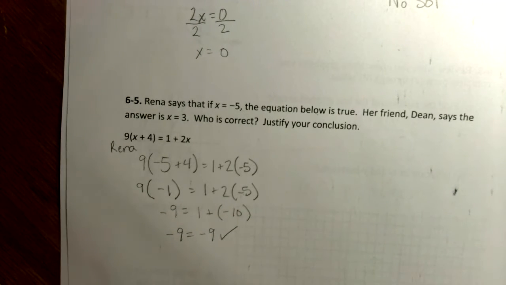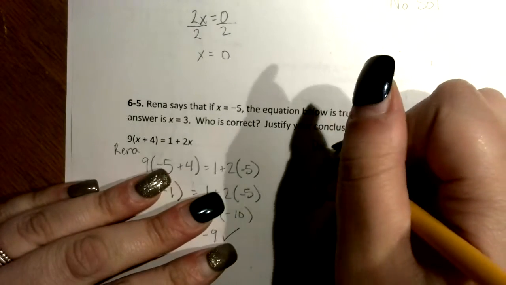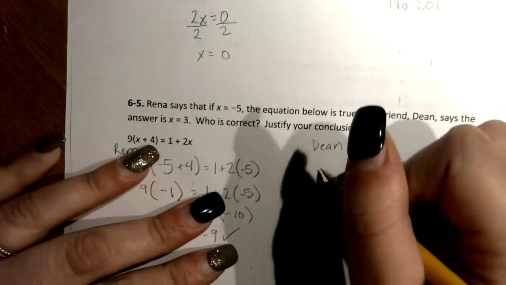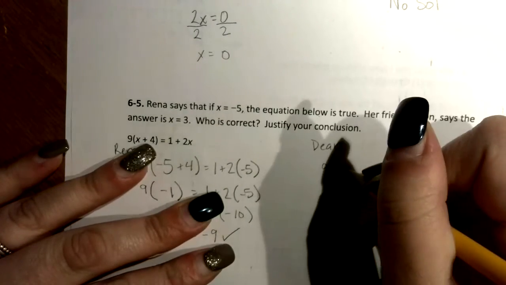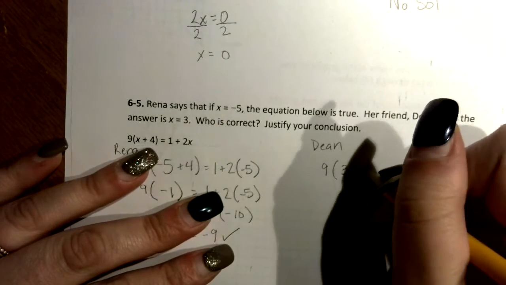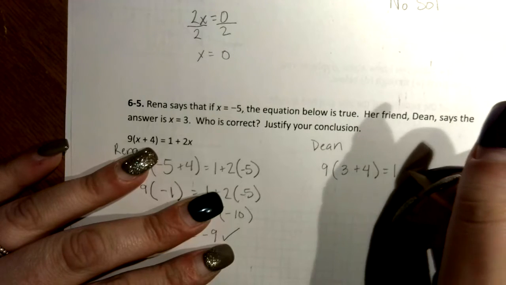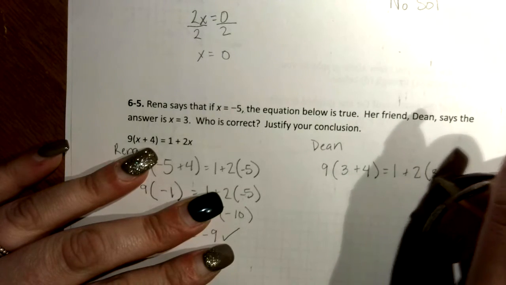Let's just make sure, right, that Dean's not correct here. Maybe I did something wrong, so we'll show his work here. Dean, my old friend, let's try your work. All right, so 9. Now, Dean said 3 would be what x is worth, so I'm just going to plug a 3 in for my x. And here too.